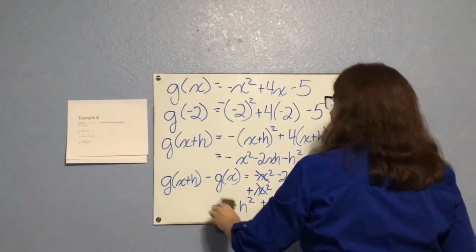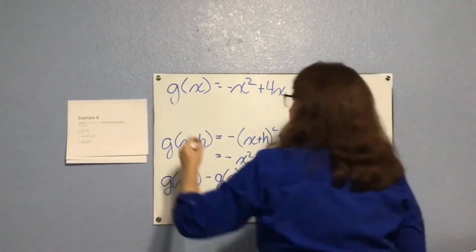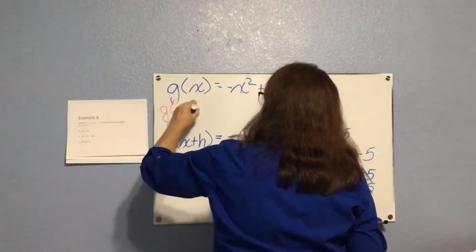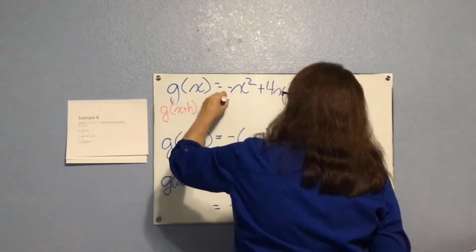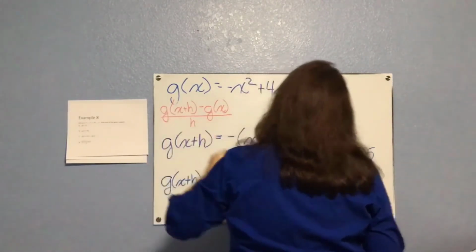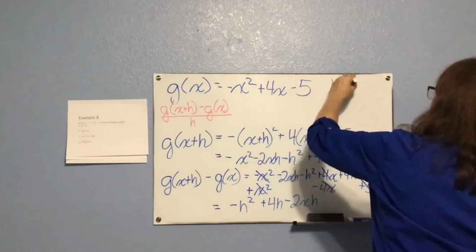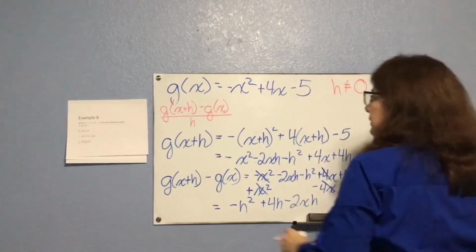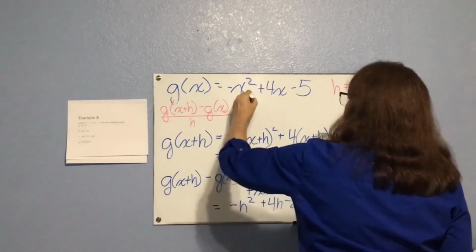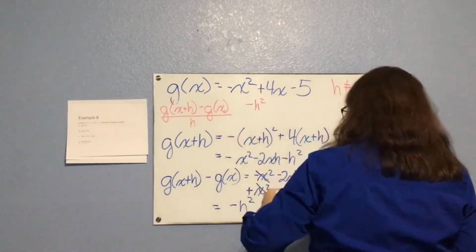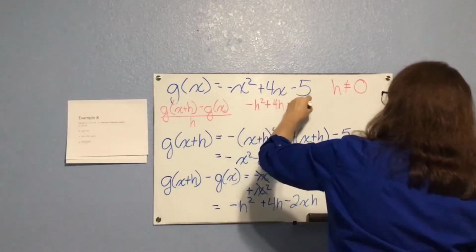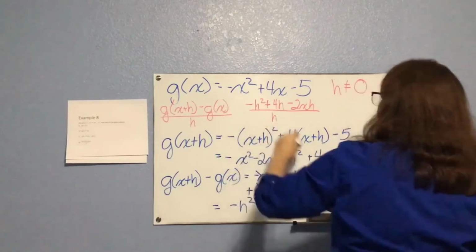Okay, we've got one more thing that we're going to do with this. Now we're going to take g of x plus h minus g of x, divided by h, and we're going to make the assumption that h does not equal 0 so that we can divide by it. So I'm just going to copy this result. I've got negative h squared plus 4h minus 2xh, all divided by h.